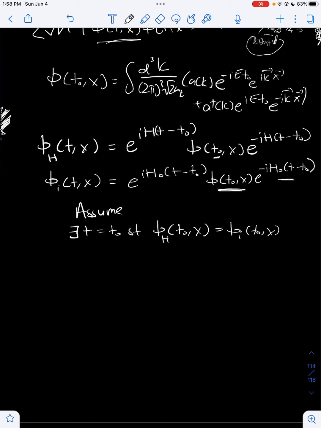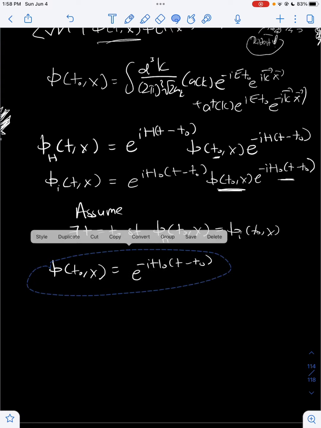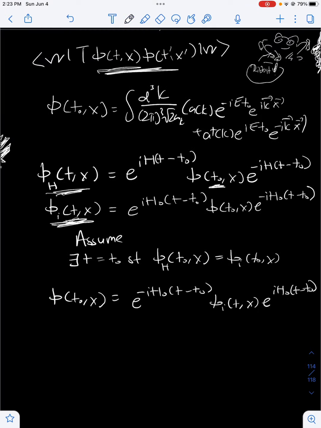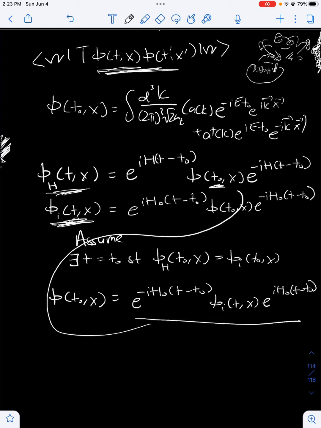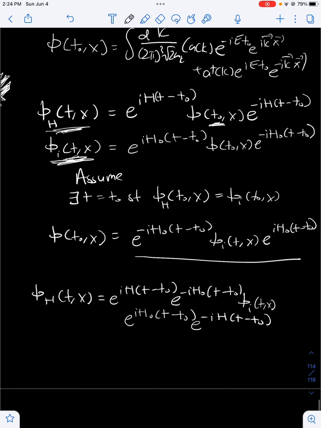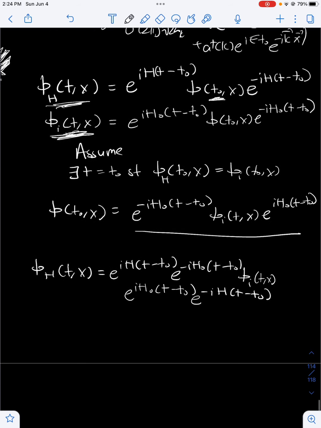Now, what are the implications of this? We can write out phi of t naught x, this over here. We can isolate this by multiplying both sides by e to the minus i H naught (t minus t naught). And then we'd have phi of t x, and then e to the i H naught (t minus t naught), and then we can just plug this in right over here, and that'll give us phi H of t x, this equation right over here.